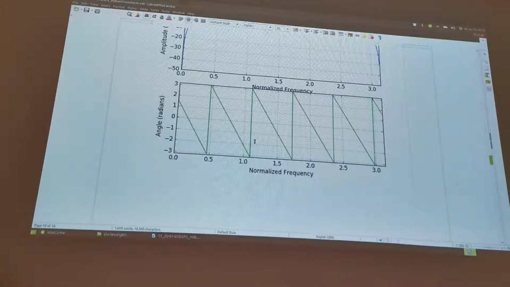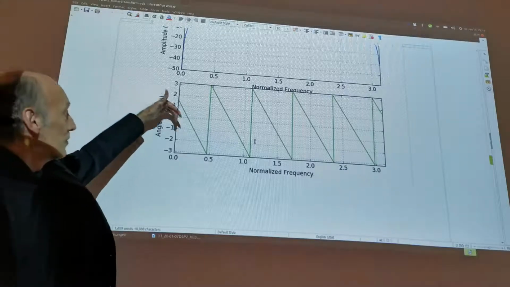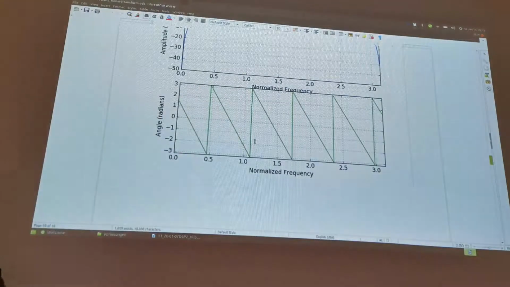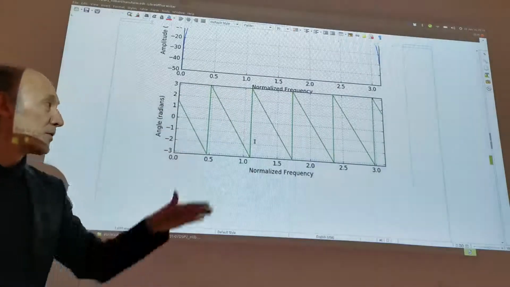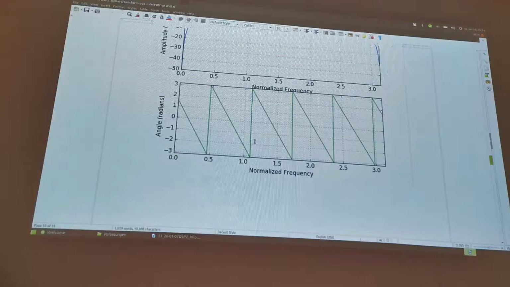Remember, when we have a delay, the frequency response was e to the minus j d omega for the delay d. And the slope here is the d. So the d basically is this slope, an artifact to make our filter causal.